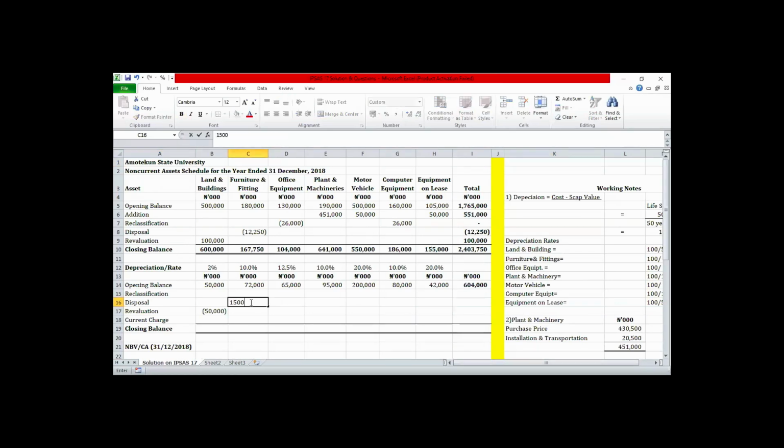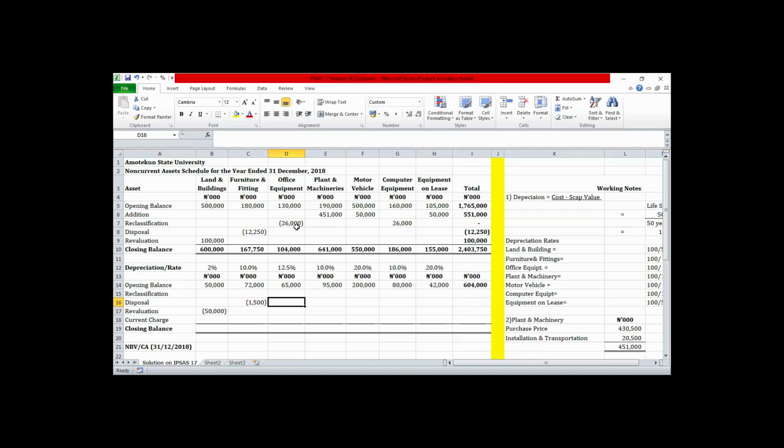Is it clear? Hello, do you understand what we have done there? The depreciation we need to calculate, because you know we have sold an asset. We remove the asset from the fleet of the asset we have there. Then the depreciation you have charged on that asset you dispose, you also need to remove it out.